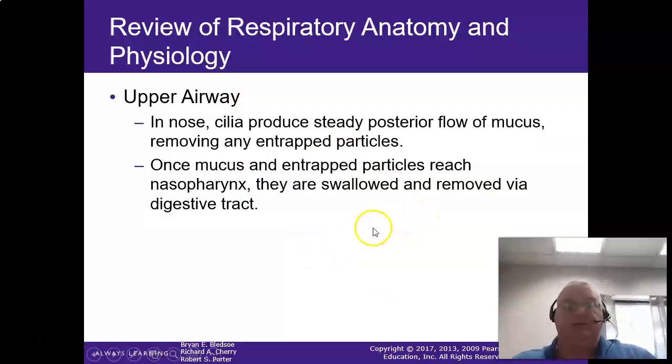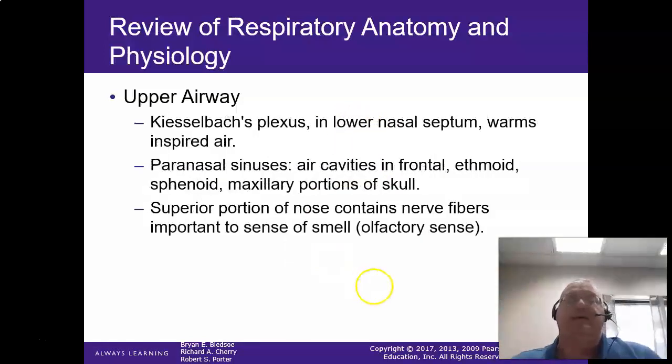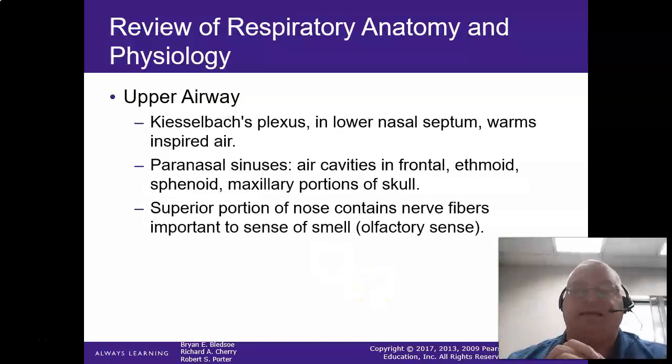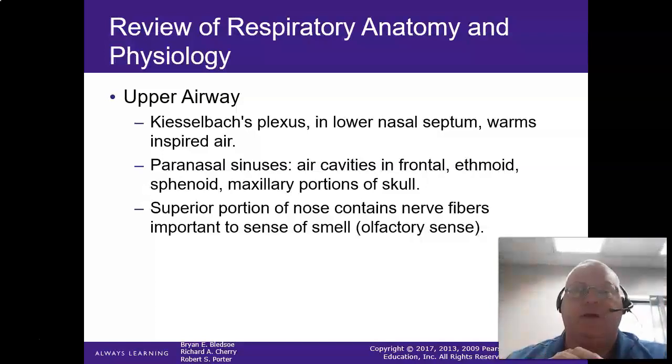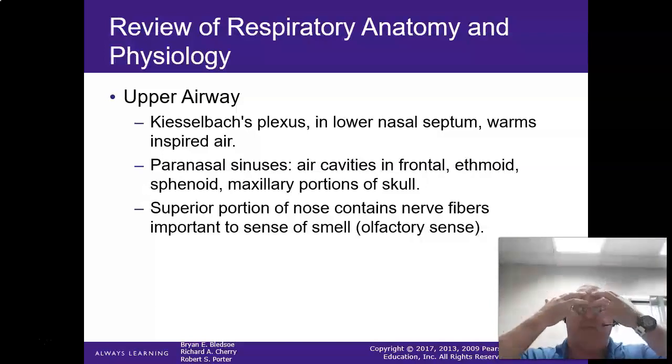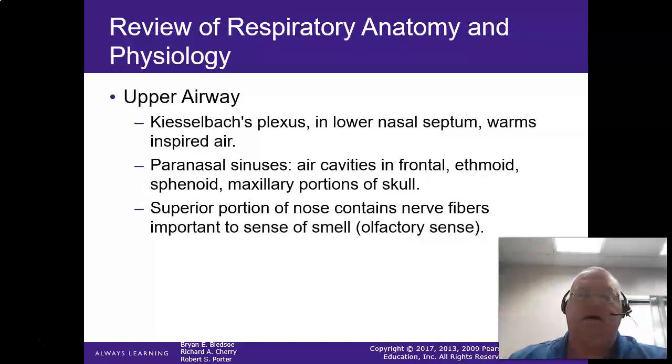All right. So again, our upper airway, the nose and cilia, they help remove trapped particles. It's kind of your first line of defense. Your Kiesselbach plexus, okay? It's in the lower nasal septum, and that's where you warm your air. Again, those are the turbinates in the back of the throat that help warm the system. Your paranasal sinuses are in the front part of the skull, and they have to do with maintaining the pressure and the balance of your body.